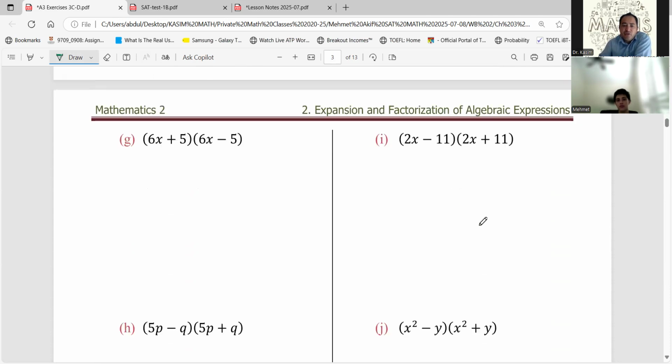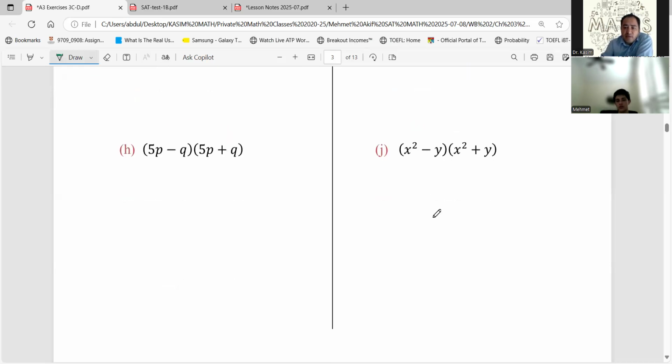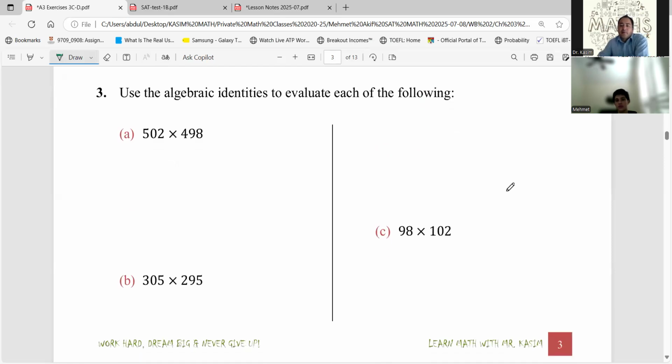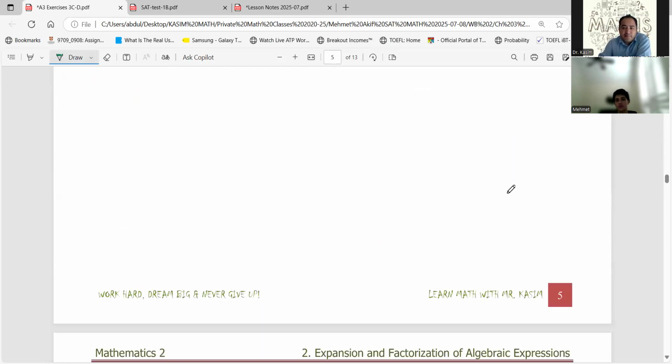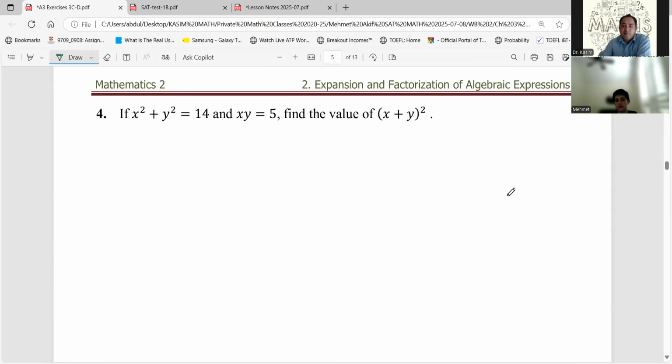Okay. G: 36x squared minus 25. I: 4x squared minus 121. J: x to the power 4 minus y squared. Okay, good. All right. This part we will skip.